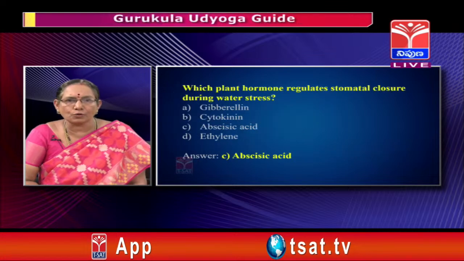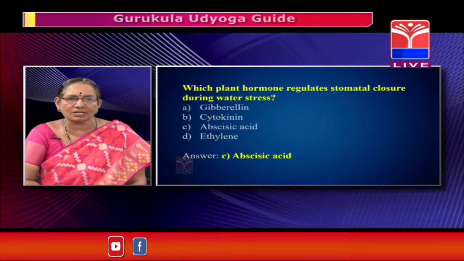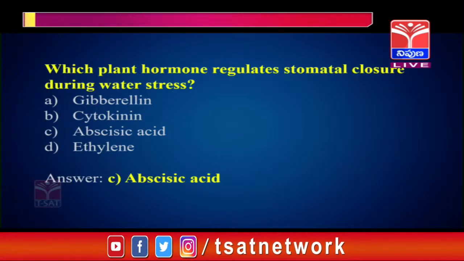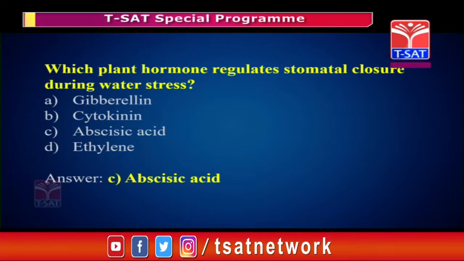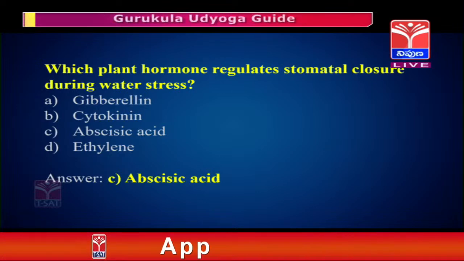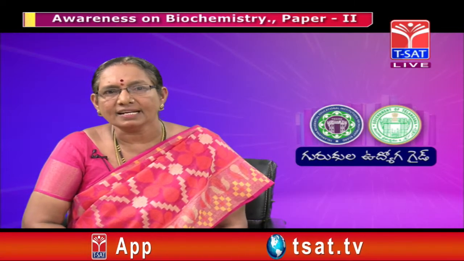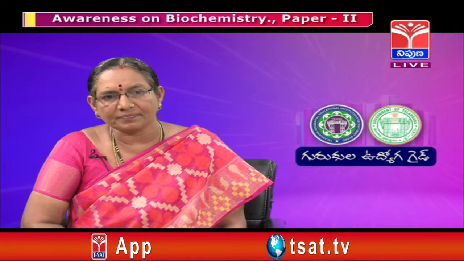Next, which plant hormone regulates stomatal closure? I think if you are thorough with the different types of hormones, here also a chart on the types of hormones, their structure and function will easily help us to understand it is abscisic acid, which will regulate water stress.